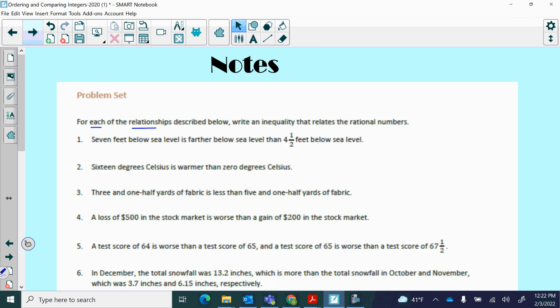For each of the relationships described below, write an inequality that relates to the rational numbers. So you really have two parts. You need to make a number for the situation. Then you're going to write an inequality. Put an inequality symbol between them. So we have 7 feet below sea level is farther below sea level than 4.5 feet below sea level. So 7 feet below sea level, what number would I write for that? -7. 4.5 feet below sea level, what number would I write for that? -4.5. So I have to do it in the order it's written.